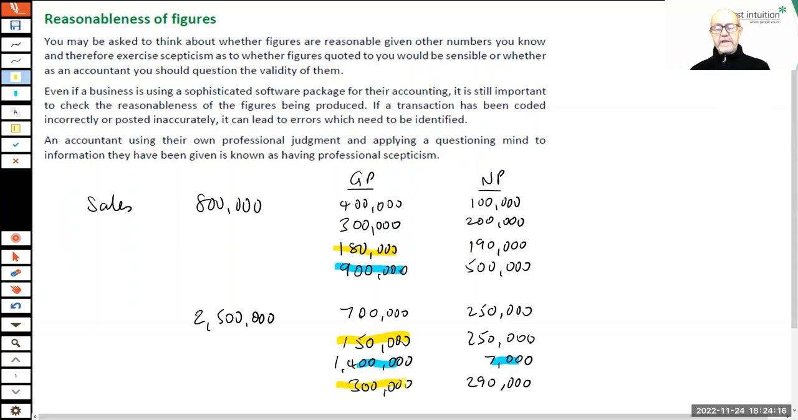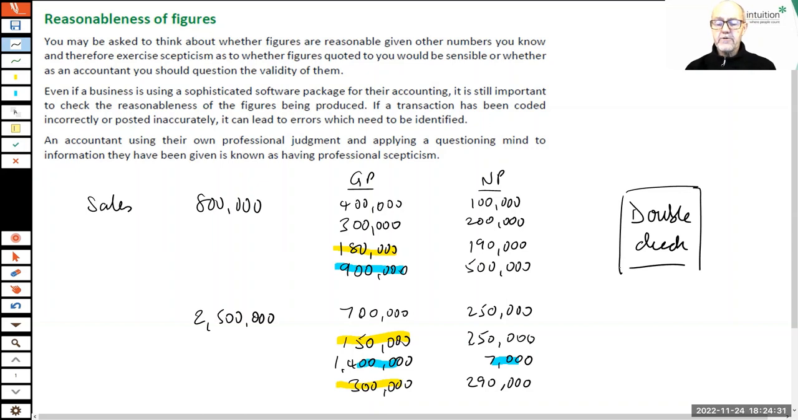So again, it's reasonableness. And the thing that you do is double check. If it's a calculator, I would always guesstimate. If I'm asked to calculate 736,527 times 32.5%.